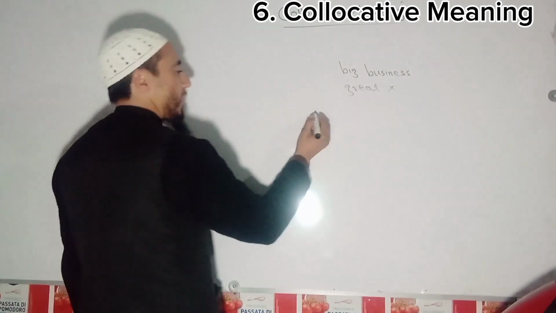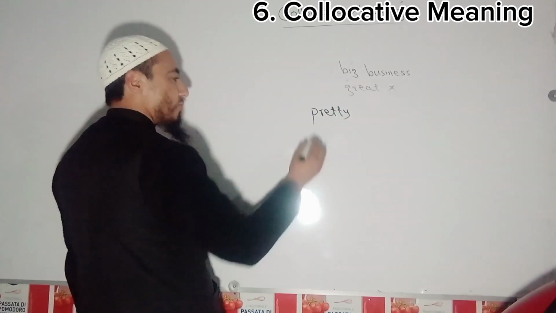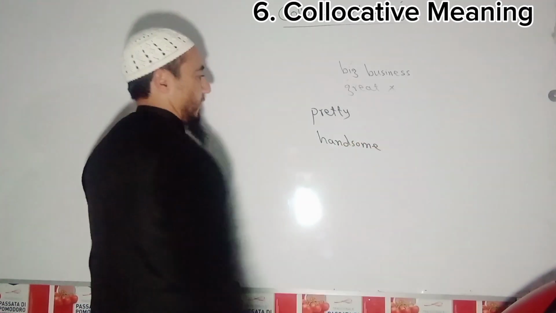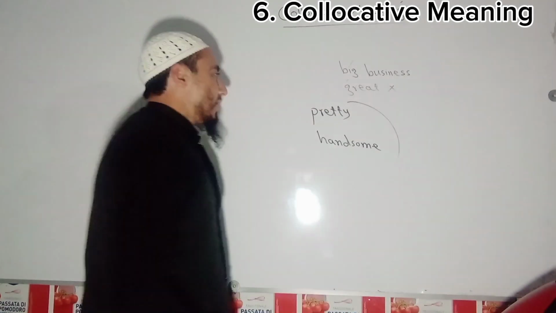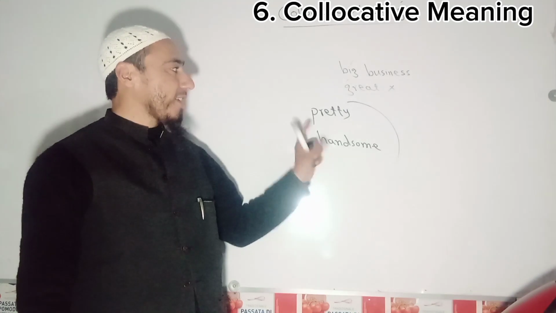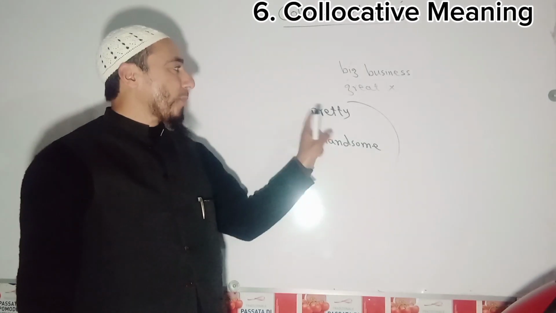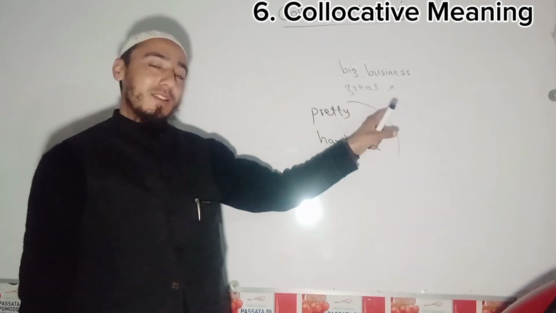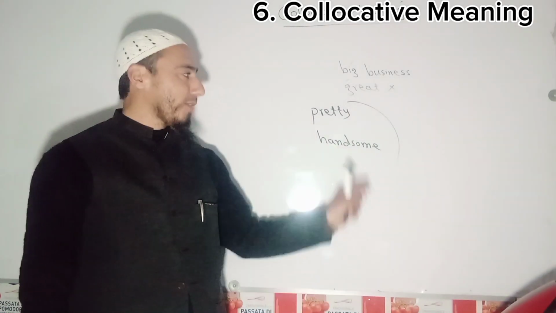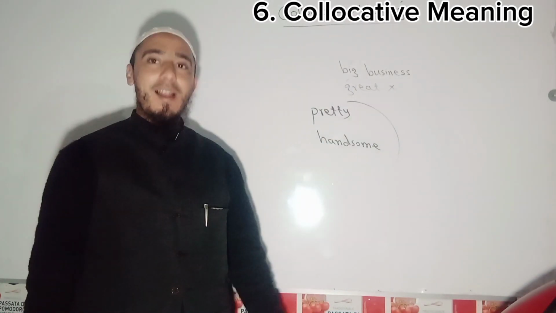For example, we have the word pretty, and we also have another word, handsome. Listeners and audience, you see, these two words are identical. They are similar to each other. It means that they are synonyms of each other. However, pretty collocates with certain words and handsome collocates with other words. The words which come after pretty cannot come after handsome.